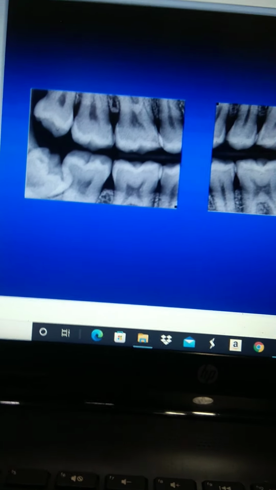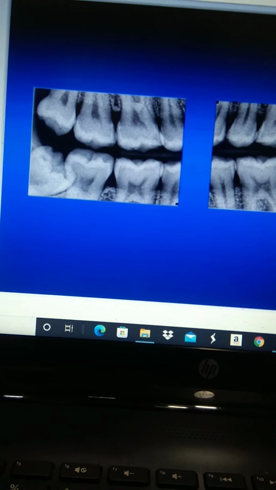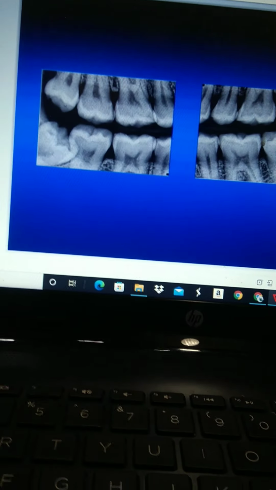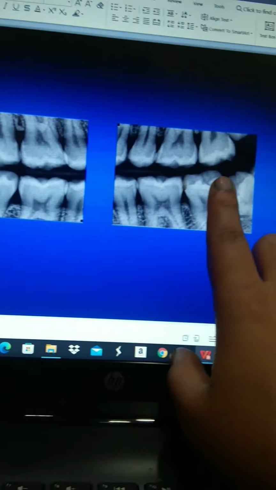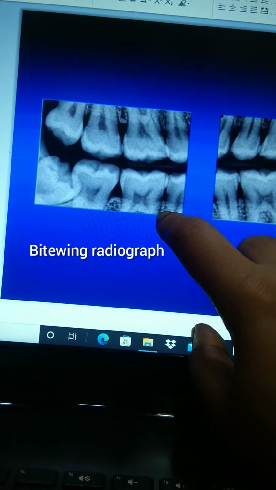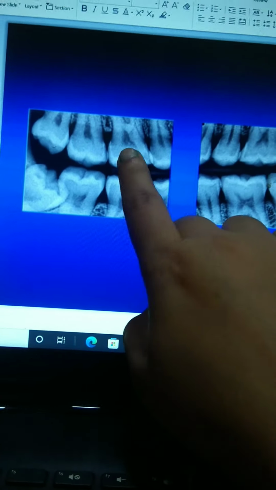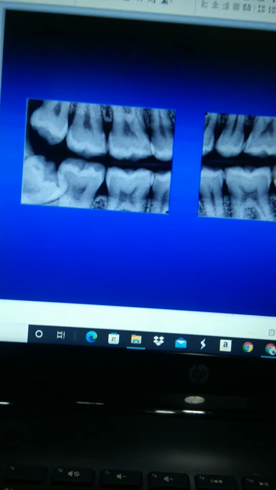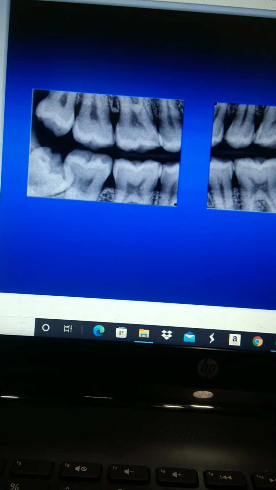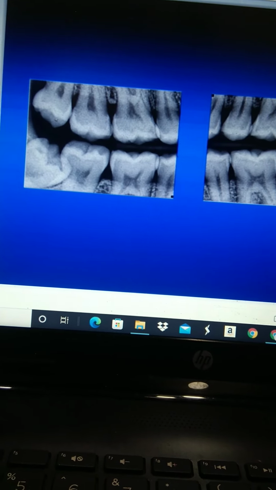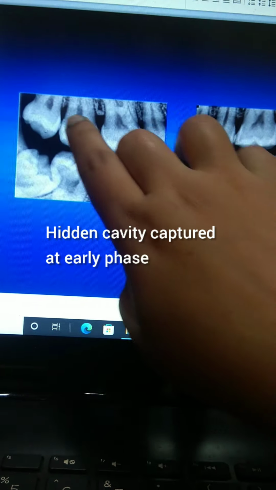And get such x-rays every 6 to 8 months. If you feel that you have a lot of carious activity in your mouth, get such x-rays. These are bitewing x-rays. They take at least 6 to 8 teeth in an x-ray. So that shows these hidden cavities.